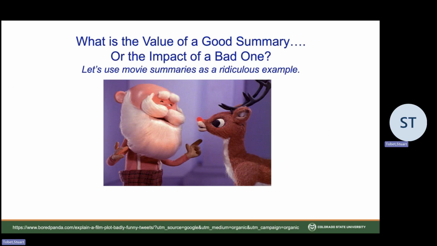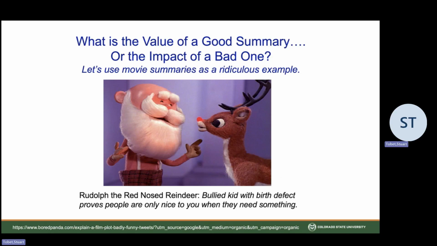You can think about summaries from the perspective of how they can make something, an image, look really crazy. And you want to make sure that you accurately portray what you want to convey. So here's a movie summary that, if you were to not provide an accurate indication of what you want, you could think of as a Rudolph the Red-Nosed Reindeer experience with Santa Claus: bullied kid with birth defect proves people are only nice to you when they need something. That's not the interpretation you want from this image. Sometimes it's not the interpretation you want for your work, when somebody takes it and misrepresents it.